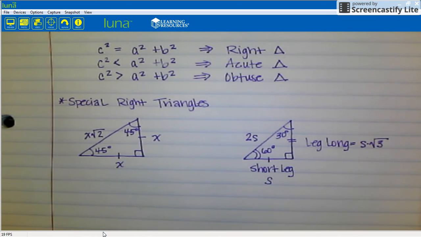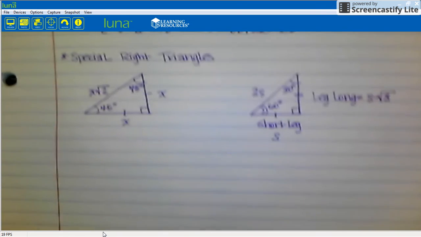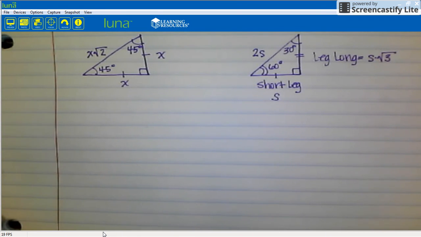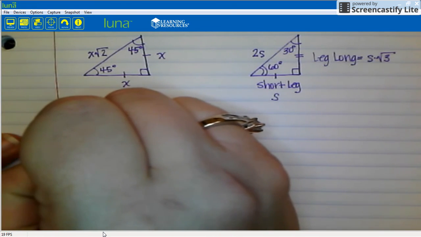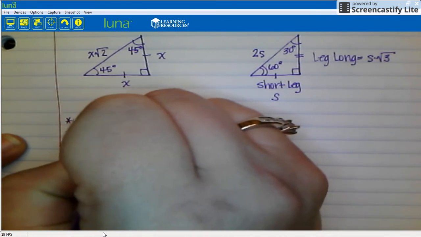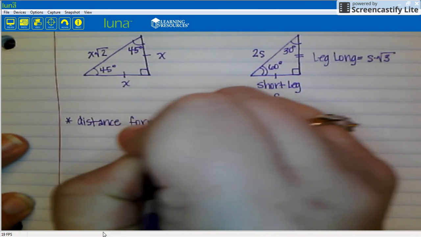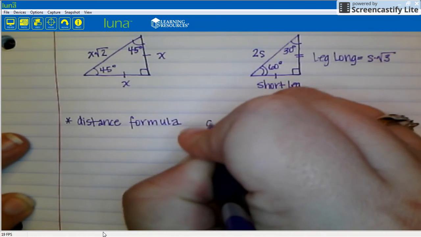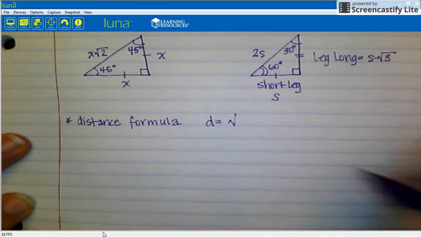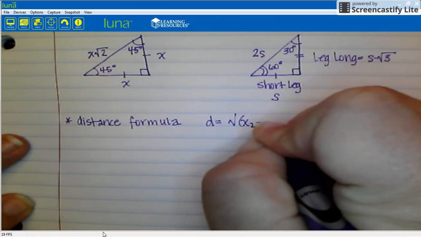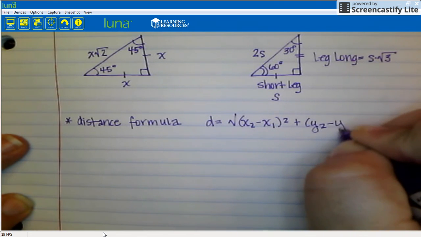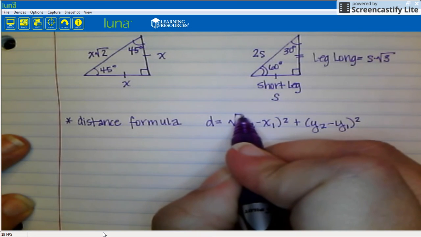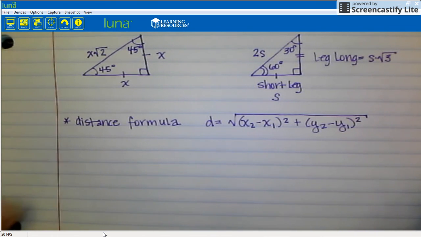Okay, and tomorrow we will get into the trigonometric ratios of right triangles, but one last refresher is the distance formula that goes hand in hand with the Pythagorean theorem of finding the distance between two points in the plane. With your distance formula, we know that d is equal to the square root of x2 minus x1 squared plus y2 minus y1 squared, where x1, y1, and x2, y2 identify two different points in the coordinate plane.